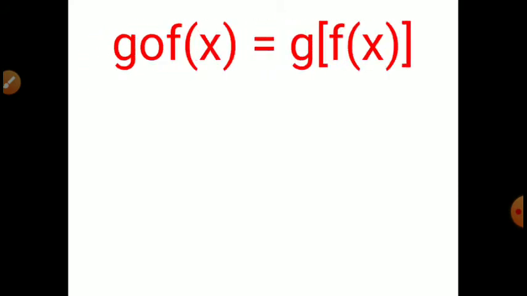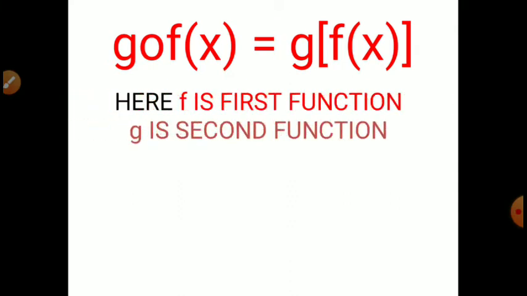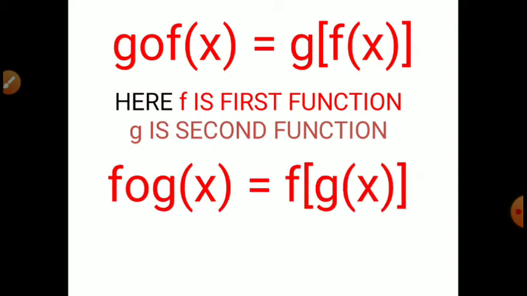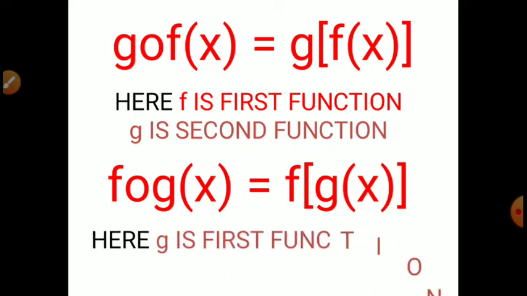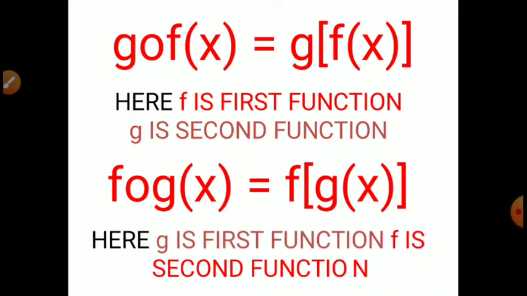g o f. And here the main thing you need to remember is that (g o f)(x) can be written as g of f of x. So here f is the first function, g is the second function. (f o g)(x) is equal to f of g of x. Here g is the first function and f is the second function.